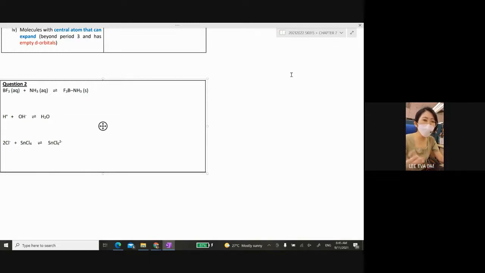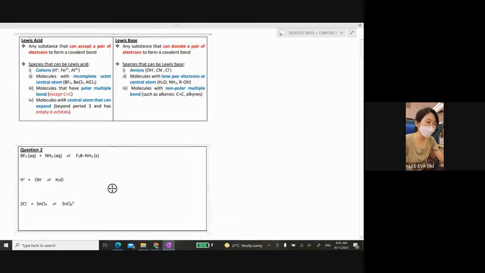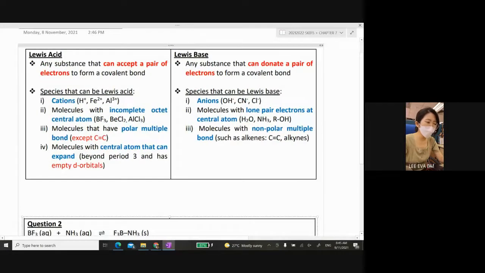So we want to look at what the definition is for Lewis. Each definition is different. For a Lewis acid, it refers to any substance that can accept a pair of electrons. So you can see its definition now. Earlier Bronsted-Lowry said it can donate a proton, because Arrhenius said it has hydrogen, and Bronsted said it can donate. Now Lewis argues that it is not only able to donate, but it can accept a pair of electrons. So a Lewis acid accepts a pair of electrons.